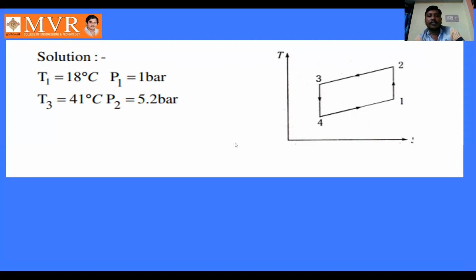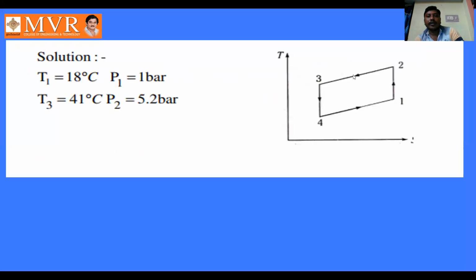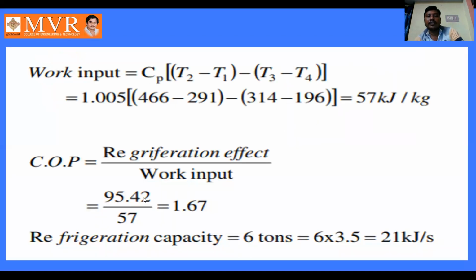Here, refrigeration effect means we are going to calculate the heat absorbed. Heat absorbed is nothing but Cp into T1 minus T4. Hence, we are getting the value.